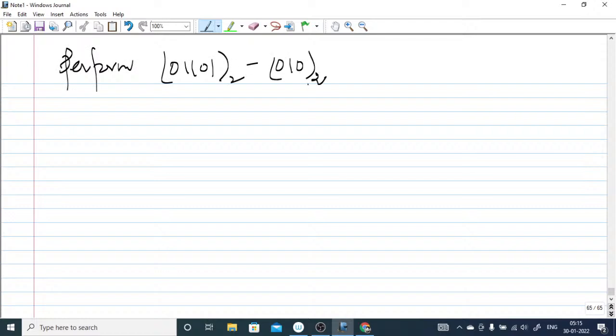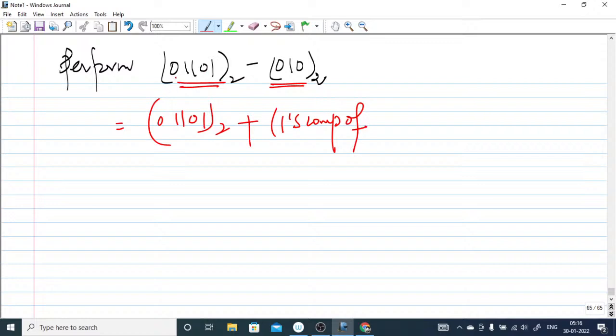Okay, so we have to perform subtraction between two binary formats, right? 0 1 1 0 1 minus 0 1 0. These are the two binary numbers and we have to find the subtraction. What you can do here is take the complement of this. Once you take the complement, you can add, right? So 0 1 1 0 1 plus 1's complement of this.